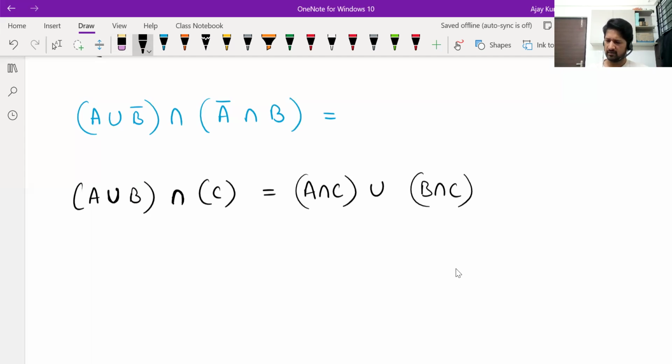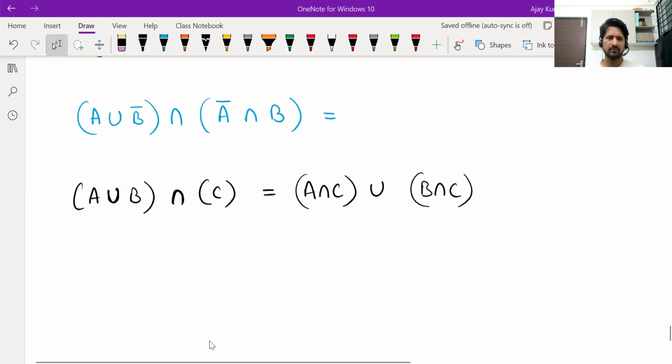Or should it be AND? No, it should be A union B intersection C. A union B includes everything which A and B have. Intersection C, if you want the output to be non-zero, everything which A and B have, at least some of them should match with C. So anything of A can match with C, anything of B can match with C. In both cases, the output should be non-zero. So A intersection C union B intersection C. I think this is correct.